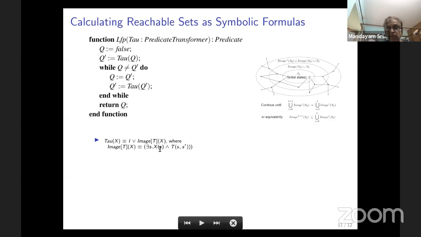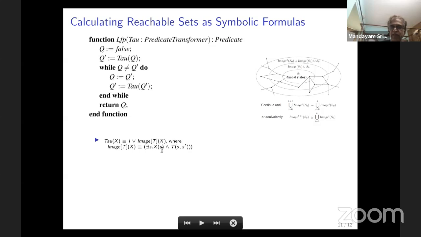Yeah, it is the set of states, a collection of all the states that every state belonging to X gets mapped to under T. And that's what image is. It can be expressed in this fashion.